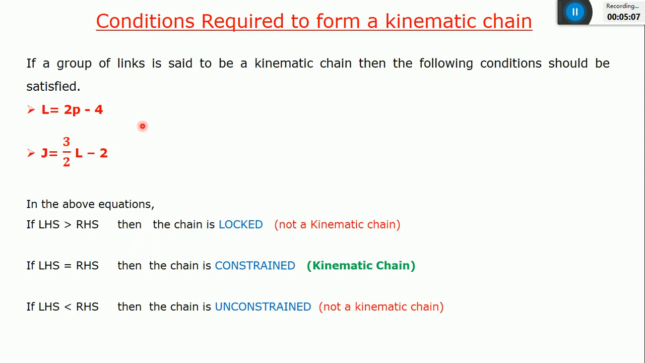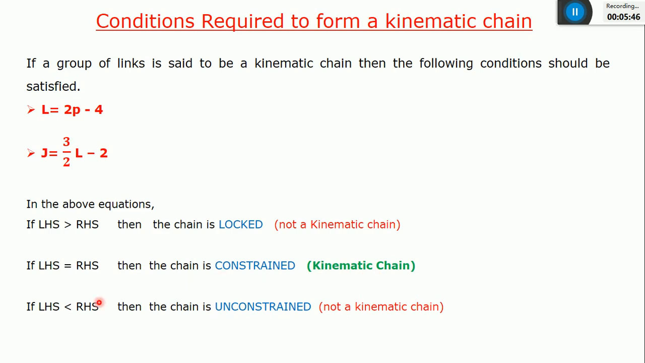In this condition, after calculating the number of links, pairs and joints, if the LHS is greater than the RHS, then such a kinematic chain is called a locked chain. It is not a kinematic chain, but we'll call it a locked chain. I'll take some examples to prove this condition. And if the LHS is equal to the RHS, it means both conditions are satisfied, then I can call such a chain a kinematic chain. Specifically you can call it a constrained kinematic chain. It means it is restricted to a certain path.